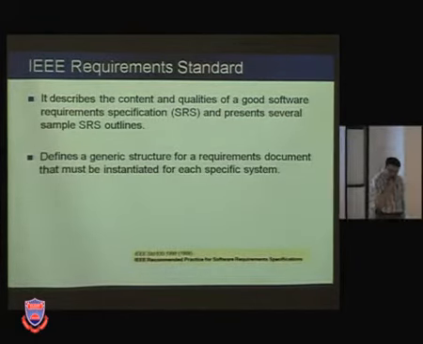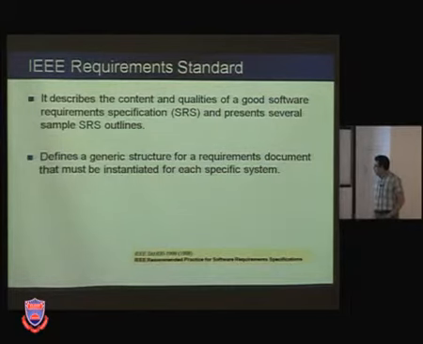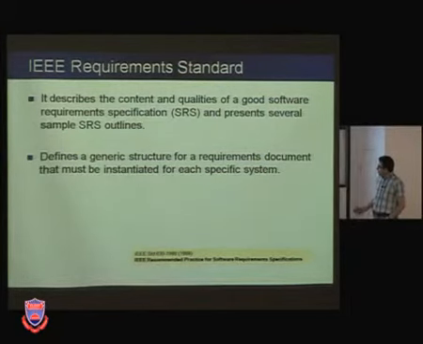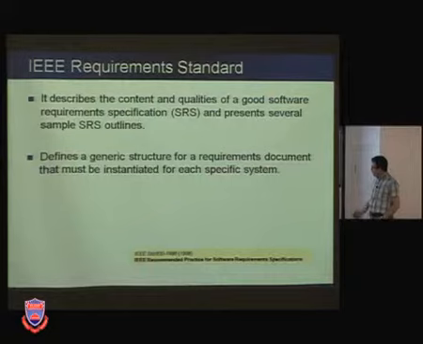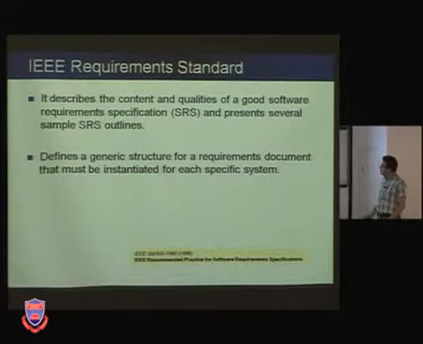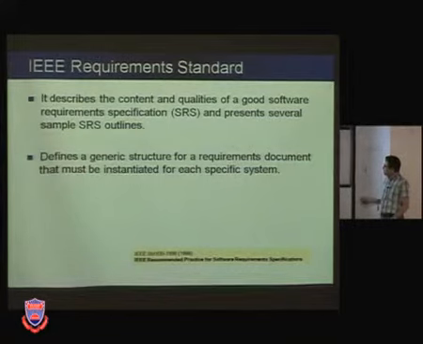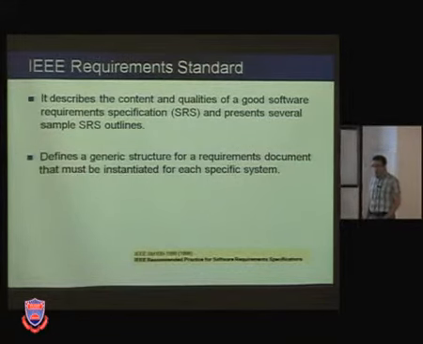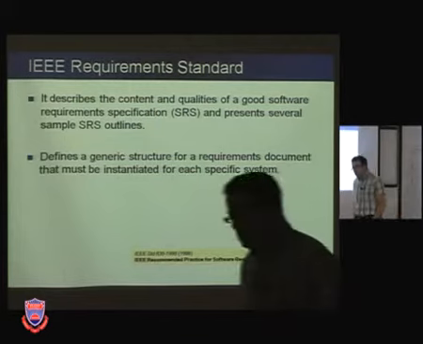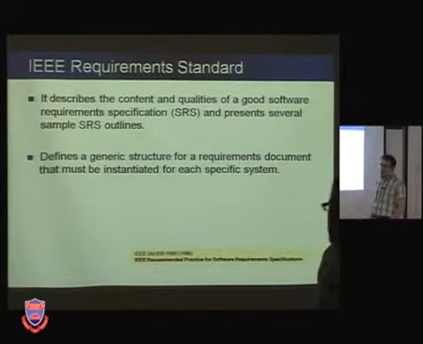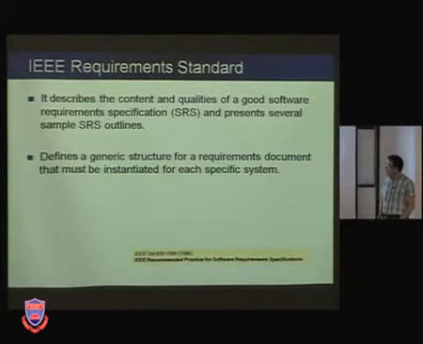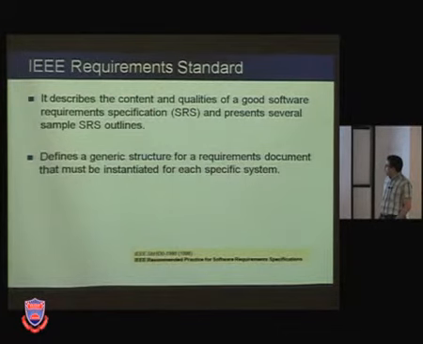There's an IEEE standard, recommended practice for software requirements specification. It's a document which describes the content and qualities of a good software requirement specification, provides sample software requirement specification outlines. You might look at this to structure your requirements document.